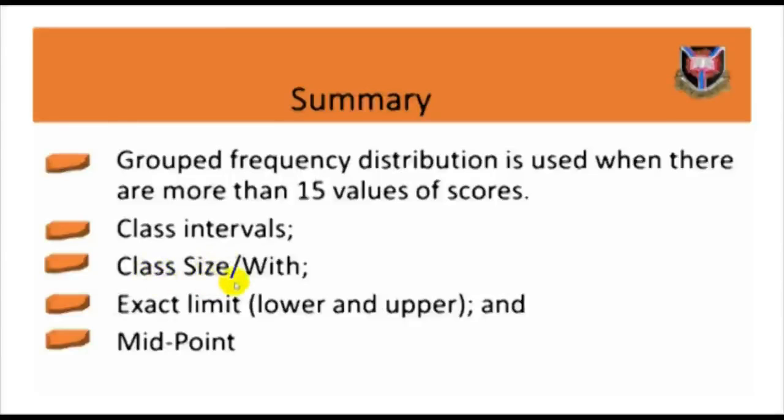You also learned that exact limits are calculated by subtracting 0.5 from the lower limit to obtain the lower exact limit, and adding 0.5 to the upper limit to have an upper exact limit. The midpoint value is obtained by dividing the result of the summation of the lower and upper limits by 2.